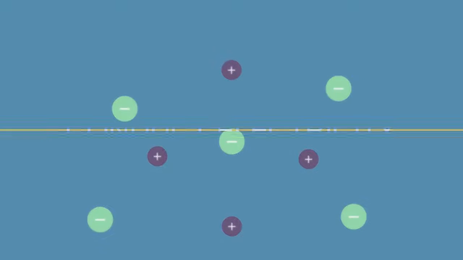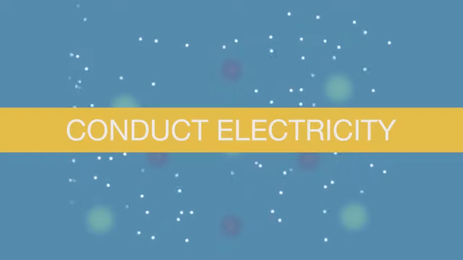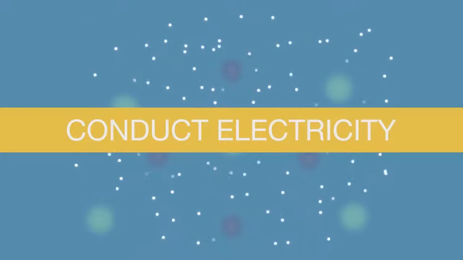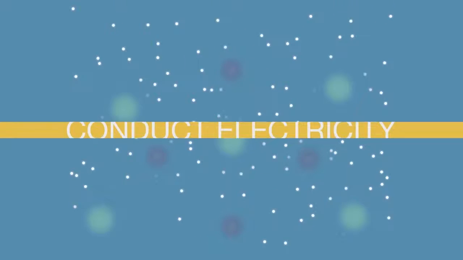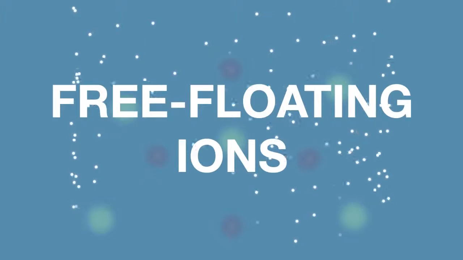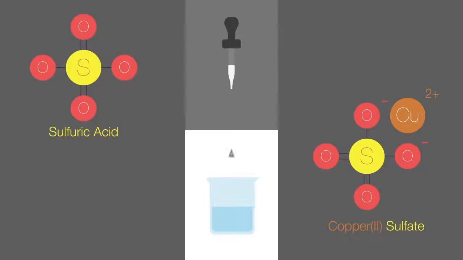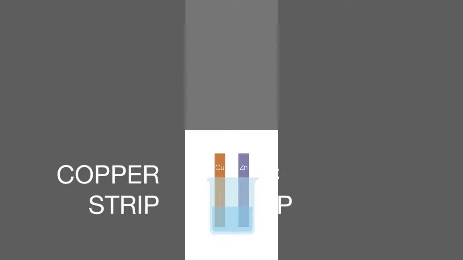An ionic compound dissolved in water can conduct electricity. This is another key property of ionic compounds. This is made possible due to the presence of free-floating ions. We can dissolve copper(II) sulfate in water in a beaker. Add a few drops of sulfuric acid. Place a strip of copper and a strip of zinc into the solution.